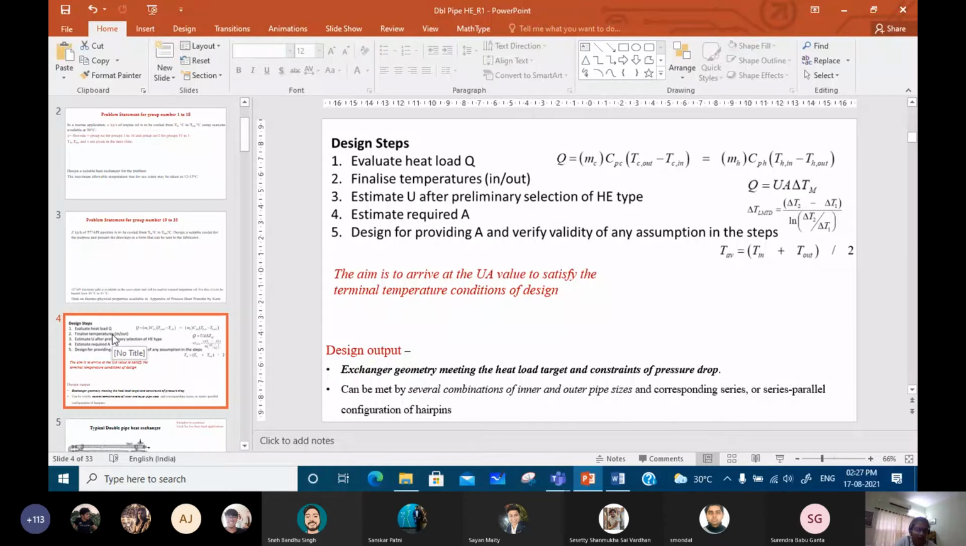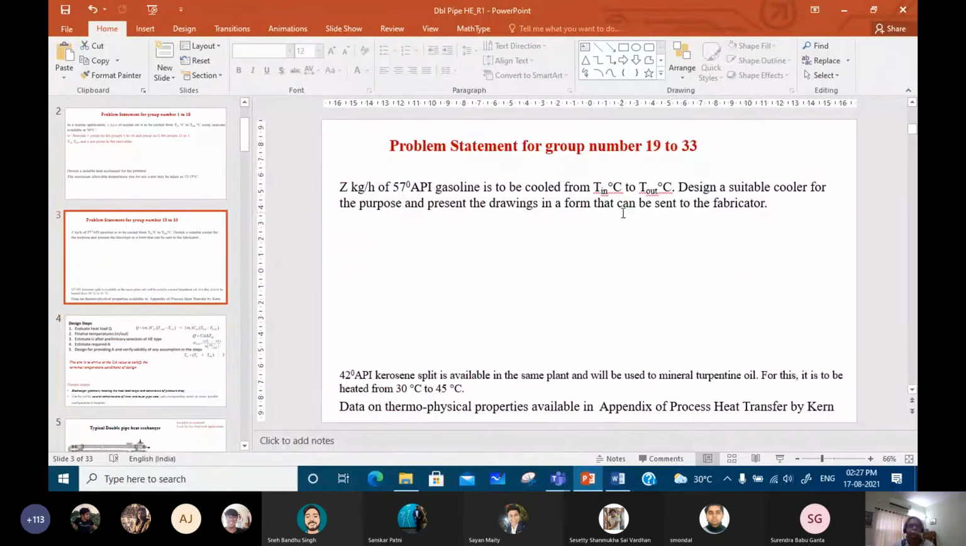Now before going into the design, I had expected a very pertinent question from you which none of you have raised. Can you guess? There are two things when you go for the design. The first thing is definitely you have to meet the heat load target, right? So whatever the heat load that is required, or whatever the amount of cooling or heating that is required, that is specified, that definitely has to be met. Can you tell me about any other things that should be considered when you are going for the design of the heat exchanger?